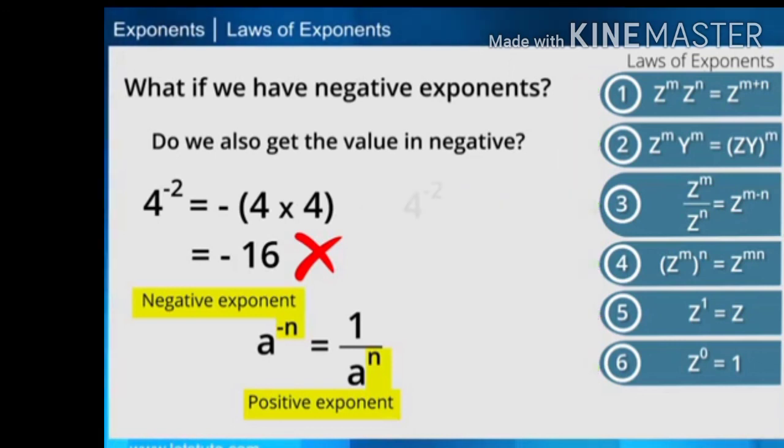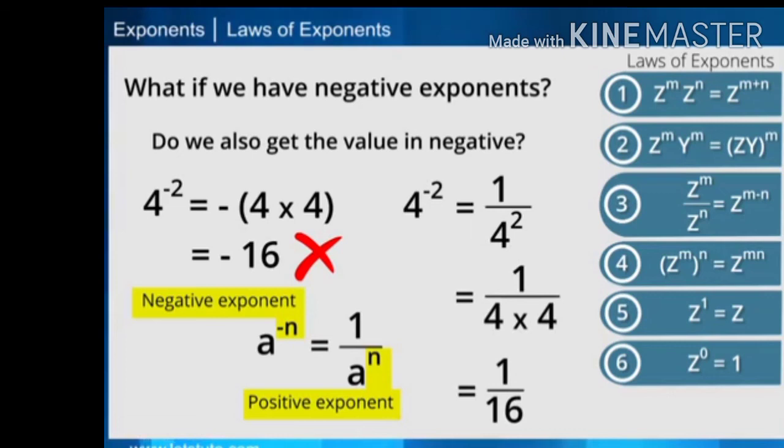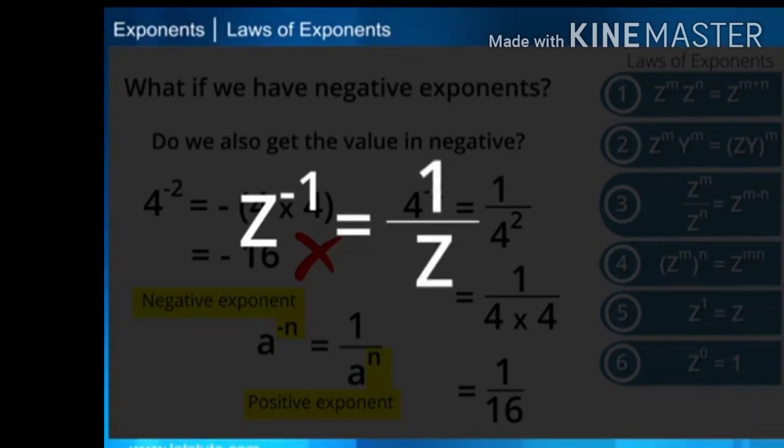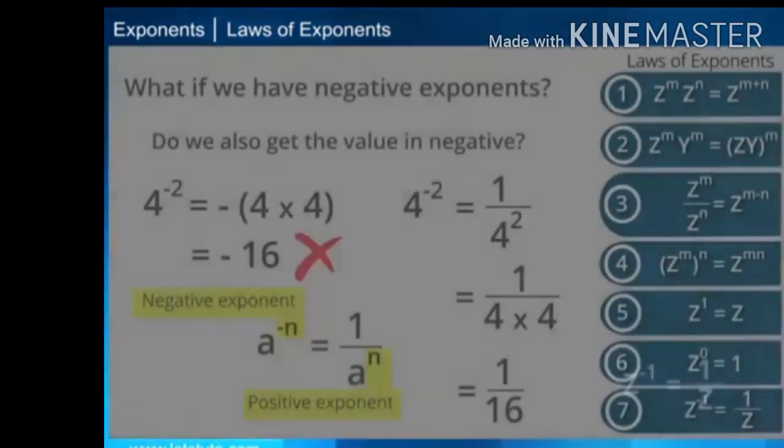So, can we write 4 raised to the power minus 2 as 1 divided by 4 raised to the power 2? Yes, we can. So, that is z raised to the power minus 1 equal to 1 divided by z, right? So, this is our seventh law of exponents.